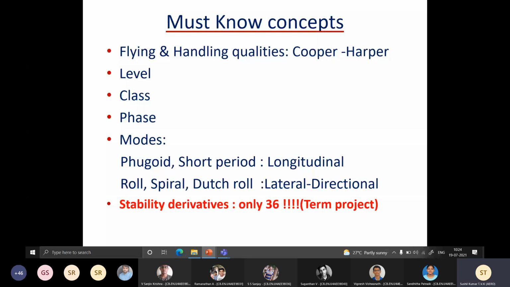Longitudinal and lateral directional, and longitudinal is having two modes, and lateral directional is having three. Already I introduced you to stability derivatives.